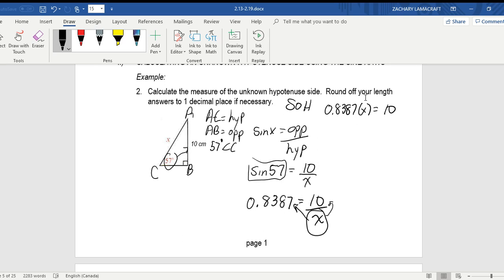However, we want x by itself. On this side, it is 0.8387 multiplied by x, but we want to get it over to the other side so that x is by itself and we can isolate it. Since it's multiplication on this side, when we move it across the equal sign, it becomes division. So x is then equal to 10 over 0.8387. You should come out with the answer of 11.9 centimeters.